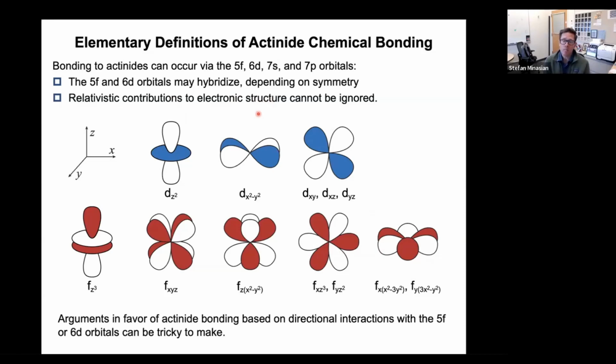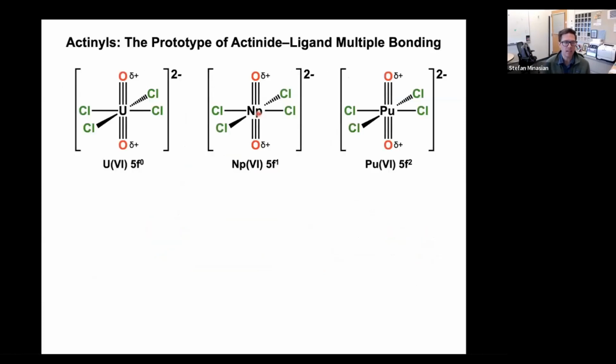Now, one of the most prototypical examples of actinide covalency historically has been the actinyls. And I'm showing here 3 examples of actinyls. So this is uranyl tetrachloride, and then we have the neptunyl and plutonyl tetrachloride systems. I chose the tetrachlorides because these are commonly studied analytes for spectroscopic purposes.